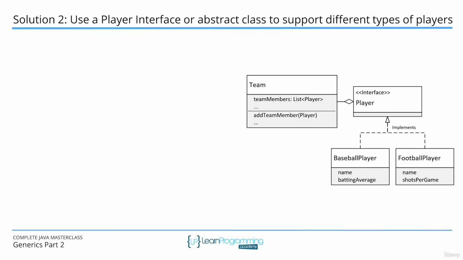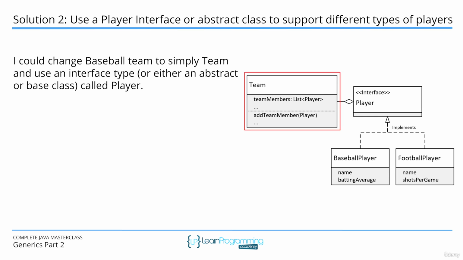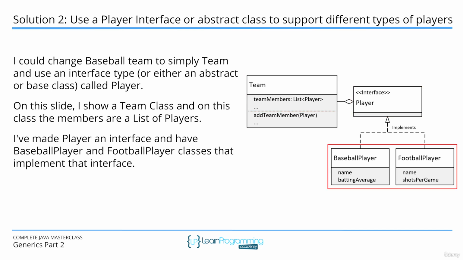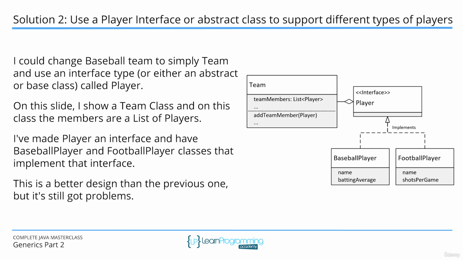The second solution is to use a player interface. I could change baseball team to simply team and use an interface type or either an abstract or base class called player. On this slide I show a team class, and on this class the members are a list of players. I've made player an interface and have baseball player and football player classes that implement that interface. This is a better design than the previous one, but it's still got problems. Let's explore it a little in code.